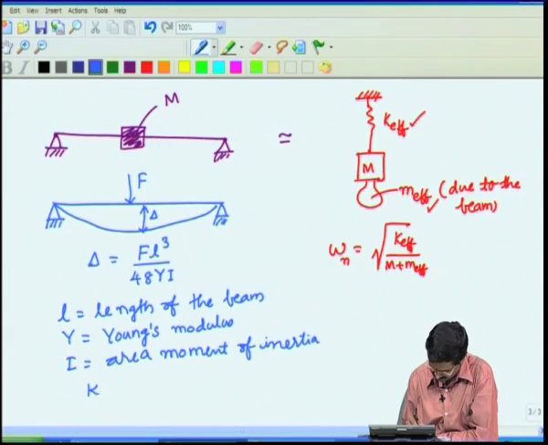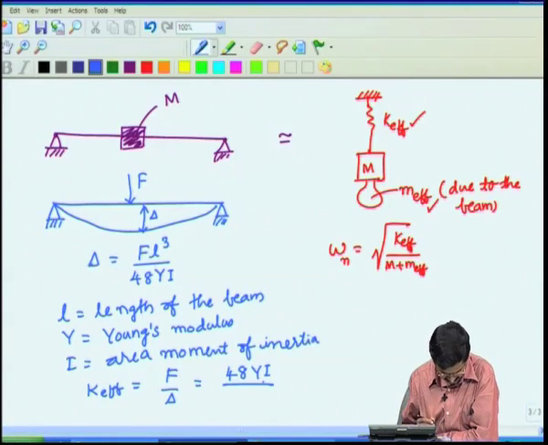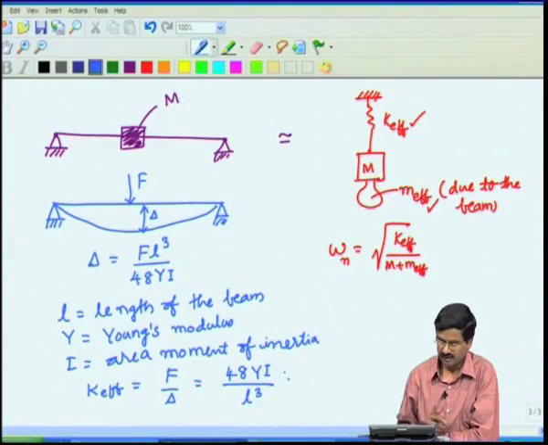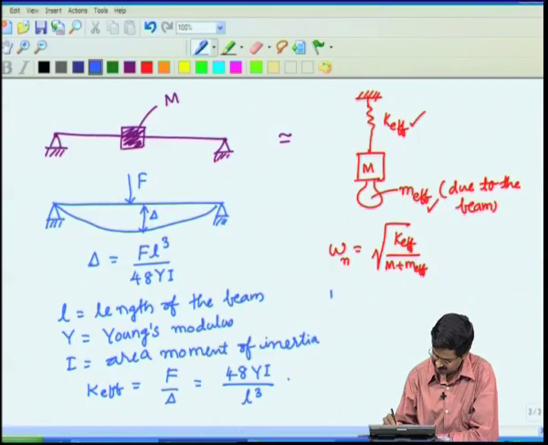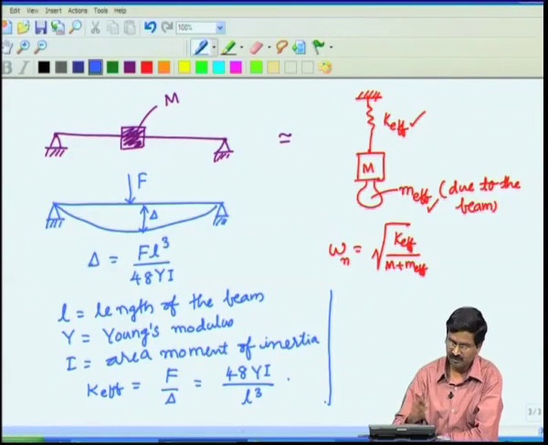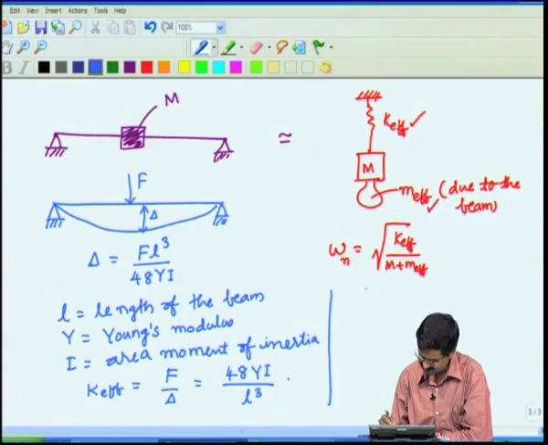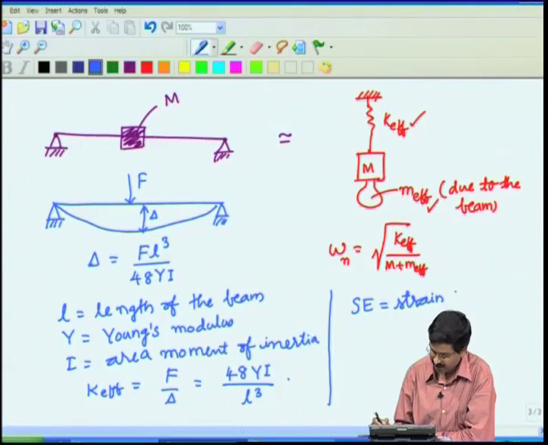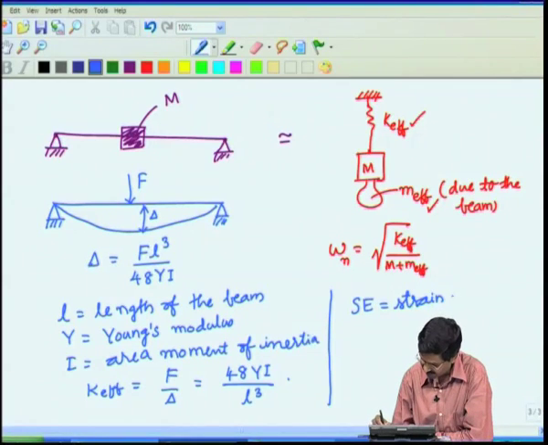Now, if I want to know K effective, it is simply F by delta. If I do that, I get this as 48 YI divided by L cube. Now, how do you do M effective? Before that, let us actually see what is the basis for getting the K effective this way. And the basis really is, if I look at the strain energy, a concept that we had described in one of our earlier lectures in the context of applying Castigliano's theorems and other energy theorems.